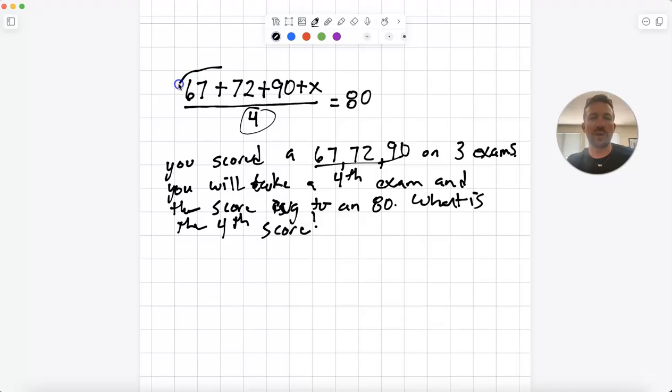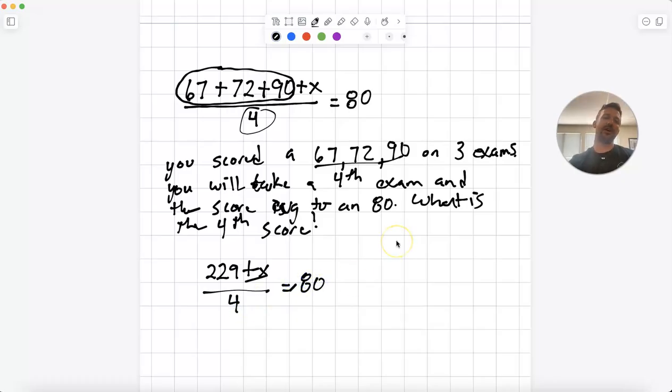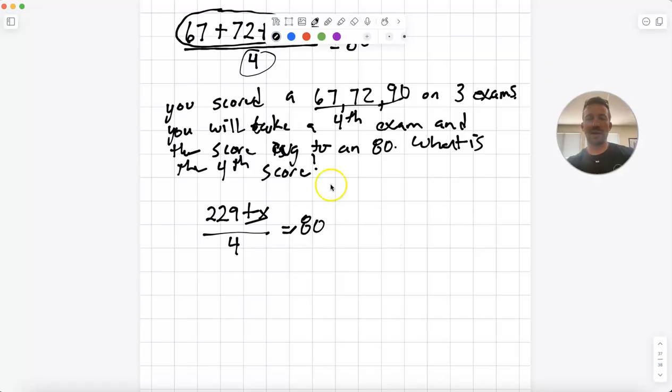What I would do first is add these 3 things up. So 67 plus 72 plus 90 comes out to 229. So we're going to have 229 plus x over 4 equals 80. And then how do you solve for x from here? We're going to try to get rid of this 4. That's the first step. So we're going to multiply by 4. What you do to one side, you do to the other. Multiplying by 4 gets rid of it there. So we have 229 plus x equals 80 times 4, which is 320.